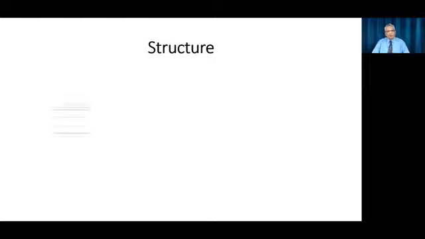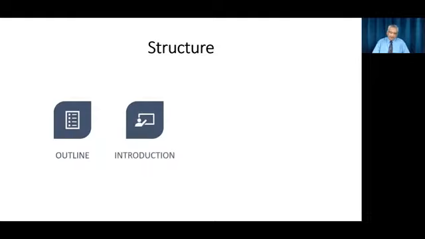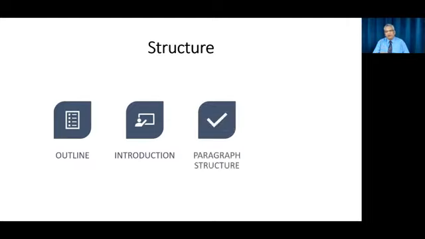Structure then has 4 broad areas. The outline itself: how well the outline is structured, how logically it is sequenced, the language of the outline, the uniformity of the outline structure. Then the introduction paragraph: how well it has been crafted, its structure, its language. The introduction is evaluated separately. And then the body paragraph structure itself.